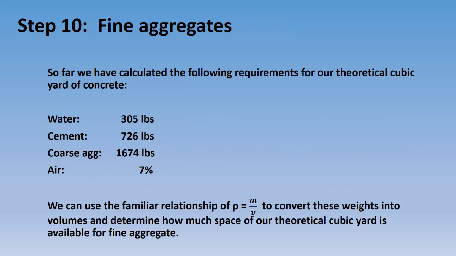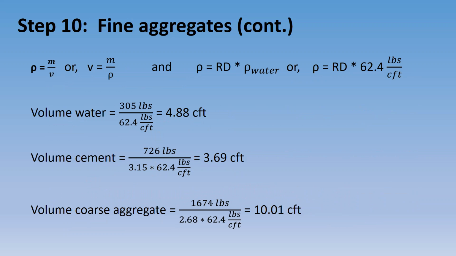So what we want to do is convert these masses into volumes so we know how much space of our theoretical cubic yard is already occupied. Whatever space is left is space that's going to be filled up with sand, right? Fine aggregates. So again, we go back to that familiar relationship, density equals mass over volume. We're going to convert these masses now into volumes and work backwards. If density equals mass over volume, and we want volume, we can rewrite that: volume equals mass over density.